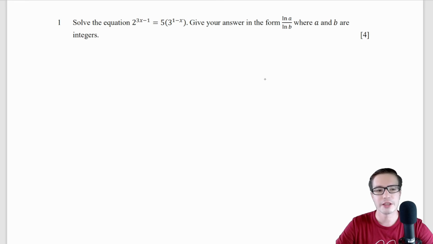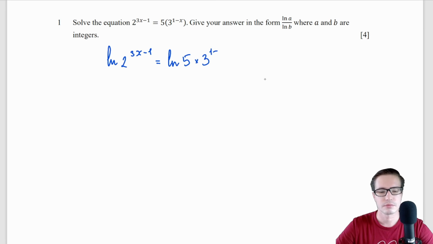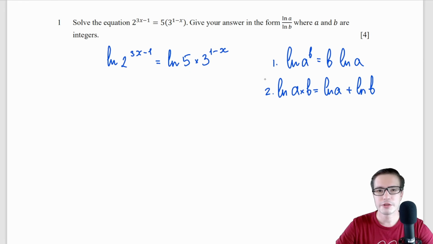Alright, to begin with, let's take natural log of both sides. And now we can apply laws of logs. I'm going to use these two. Using the first rule, on the left side we will get 3x minus 1 times natural log 2. And using the second rule, on the right side we will get natural log 5 plus log 3 to the power of 1 minus x.